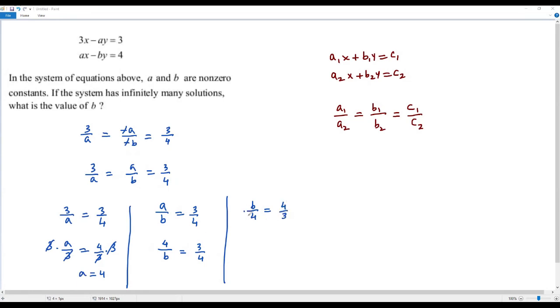Now let me multiply both sides of this equation by 4 to get rid of the denominator. When I do so, this 4 will cancel out. Then I'm getting b on the left side. On the right side, 4 times 4 is 16, that is 16 over 3. Here I got the value of b. Its value is 16 over 3.